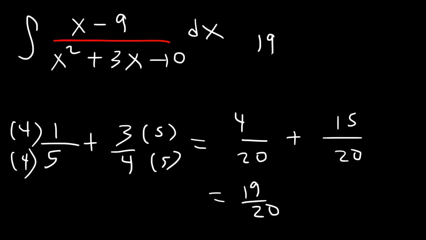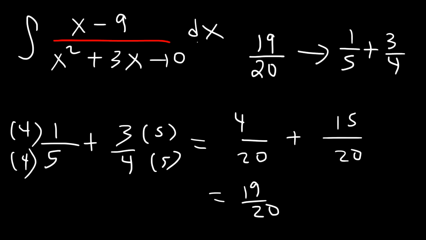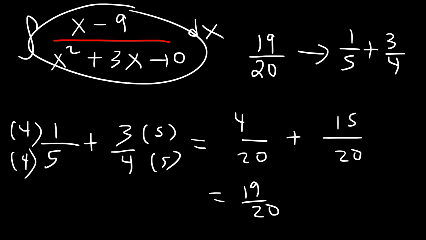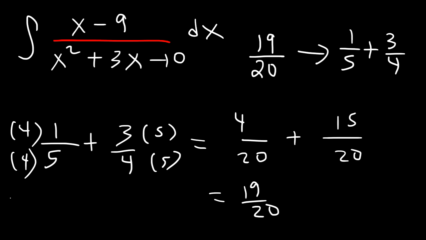Partial fraction decomposition is the reverse of combining two fractions into a single fraction. It takes one large fraction and breaks it down into two smaller fractions. And that's what we need to do. We need to take this fraction, break it down into two smaller fractions, and then integrate those two smaller fractions. So how can we do that?